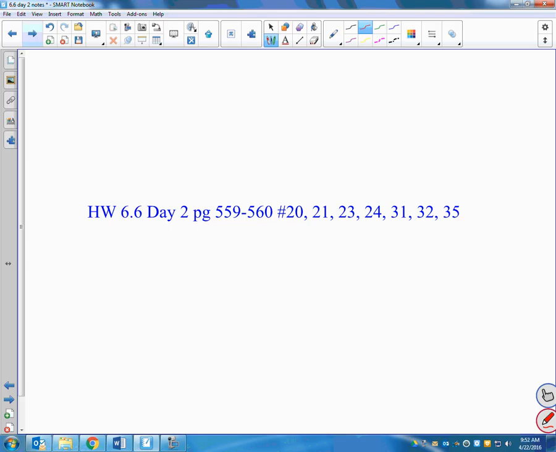So, this is 6-6 day 2. Notice there's only 7 problems there. Through 24 are just, I think, 2 multiplying and 2 dividing, and then 31, 32, and 35 are the DeMoivre's theorem, but really great. 31 and 32 are already in trig form, which is the hard part. You just get to apply DeMoivre's theorem. So 35 is the only one that you have to do the extra work of putting it in trig form first. So you have a little bit of time that you can get started on this.